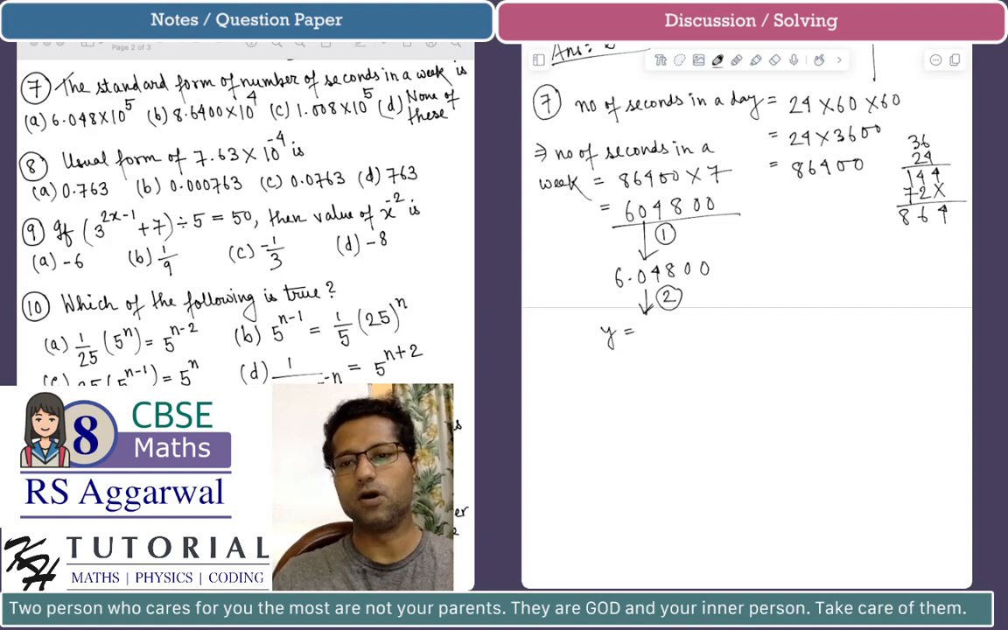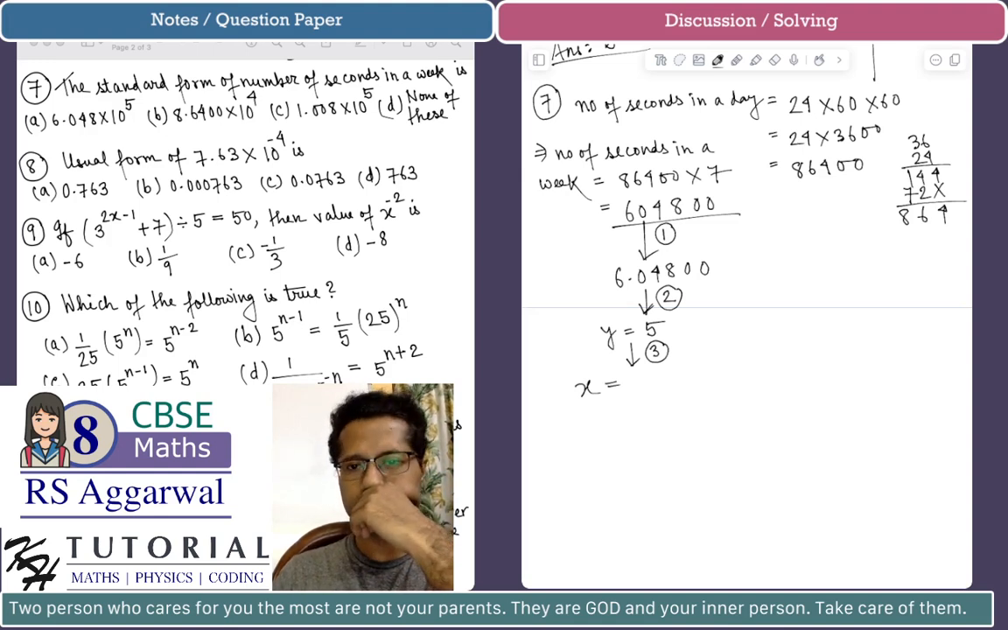After step 1 we got 6.04800. So how many digits are there to the right of the decimal point? 04800. So 5. Now I will find x. Step 3 is to find x. How do we find x?